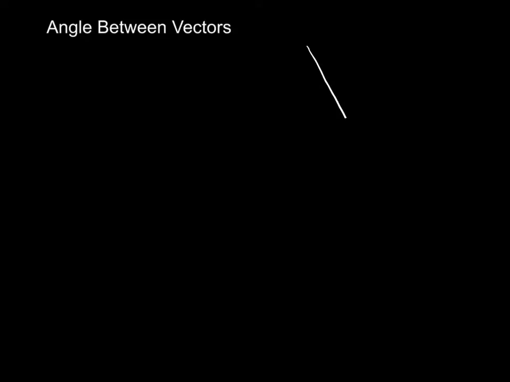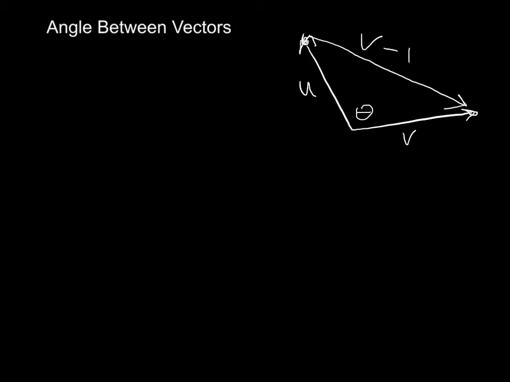Now the dot product is actually useful in helping us find the angle between two vectors. So let's start just with a picture. Let's say we've got two vectors here, u and v. Here's the angle in between u and v. Now there's a third vector, this vector here, which would be the difference between the two. Now you remember from our last chapter that if we have three sides of a triangle, we can find an angle using the law of cosines.